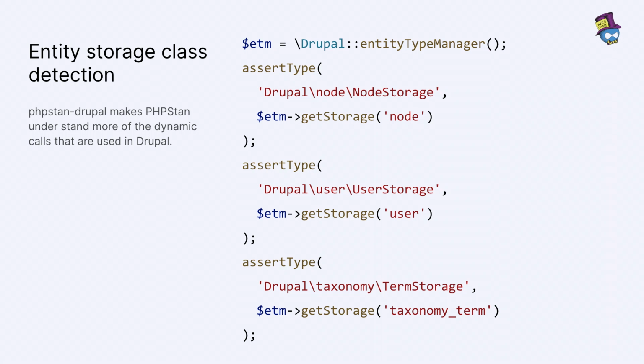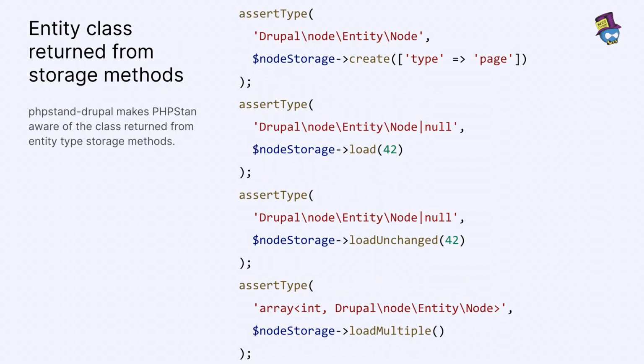So as I brought up, the entity storage class detection: in here, this is some of the test code just showing, hey, entity type manager, get these different entity types, and it knows what storage is being returned. Which lets us do even cooler things when it comes to calling different methods on the entity storage. Like create page, it knows it's a node. If you call load, it knows it's a node or null, load unchanged, or load multiple.